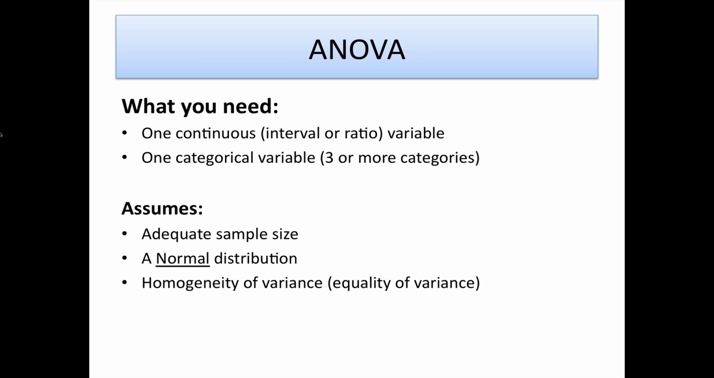So what do you need to run an ANOVA? Well, as I said before, you need one continuous interval ratio level variable and one categorical variable with a minimum of three categories. There are some assumptions of ANOVA. Firstly, you must have an adequate sample size. As always, I say 50 is a minimum. Some people say 30. You need a normal distribution of your dependent variable, and you expect homogeneity of variance. And this is something that is tested within the ANOVA analysis. And we need to work according to variations in this statistic.